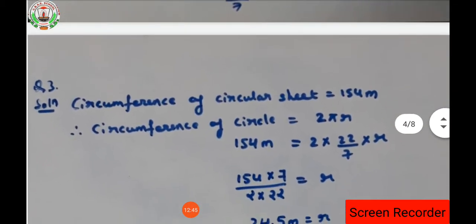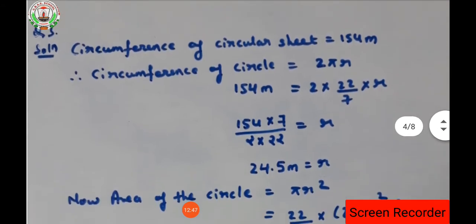In the same way, we are going to see question number 3. As I told you, in question number 3, the circumference of a circular sheet is given. That means the circumference value is given over here, that is 154. With the help of this value only we are going to find the radius of a circle. Have you understood what I am saying?